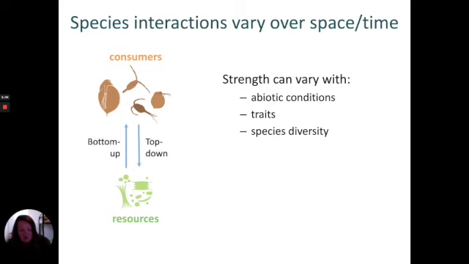For example, here if phytoplankton can become more or less palatable through spines or growing clonally, that changes the top-down effect from zooplankton. And finally, species diversity at both of these trophic levels is expected to influence dynamics through complementarity.